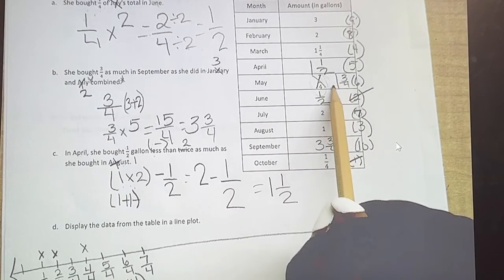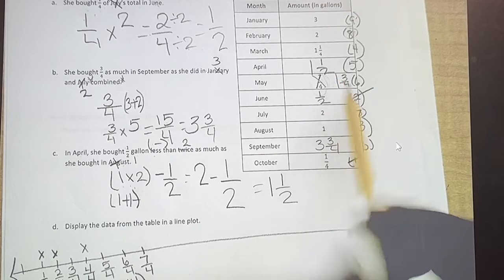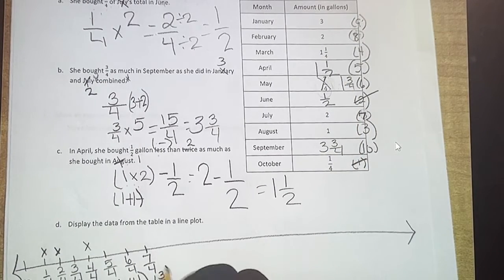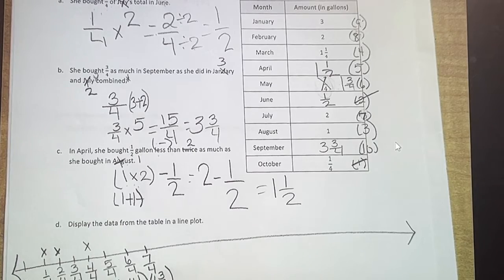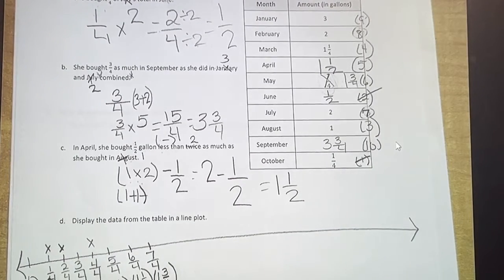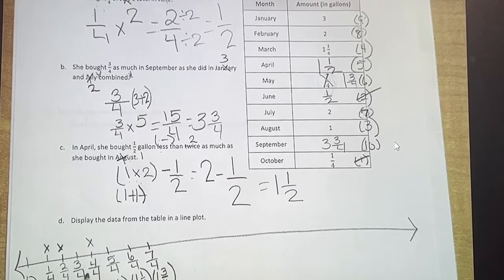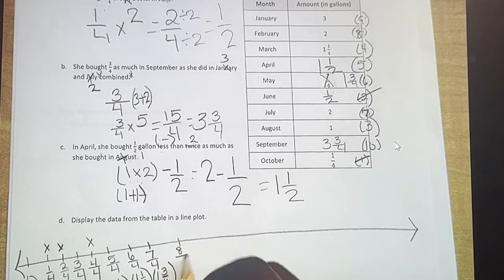Well, we know 7/4s is 1 and what? 1 and 3/4s. Good. Now, I want you to look at this pattern. So I have 1/4. Then I have 2/4s, which is equivalent to a half. 3/4s and 4/4s represent 1 whole. So here's 8/4s. How many times can 4 go into 8?